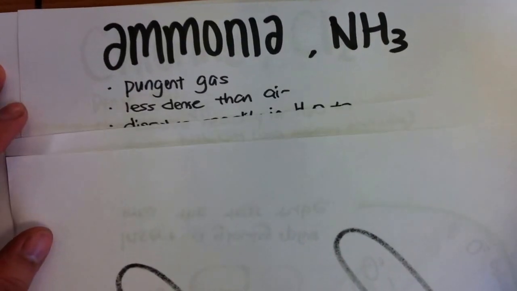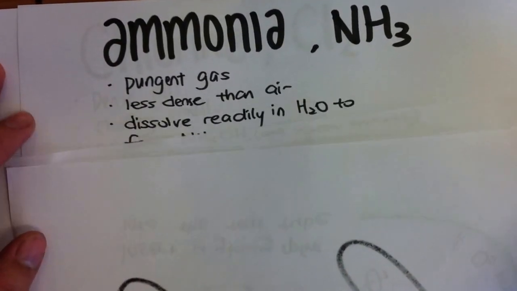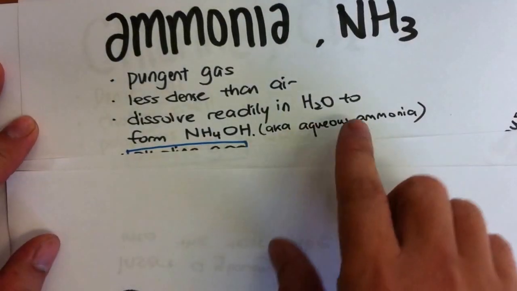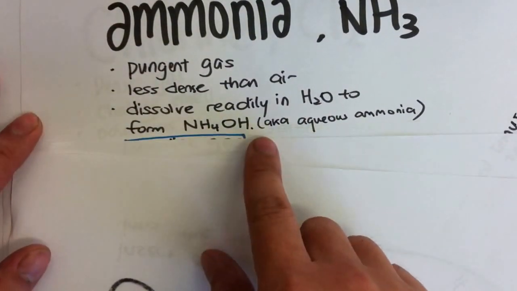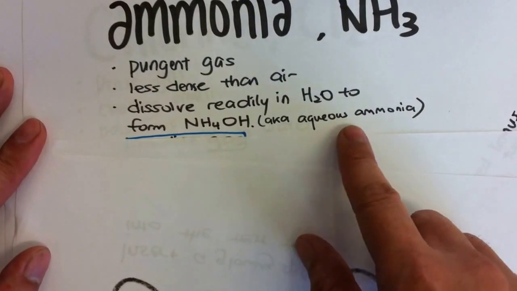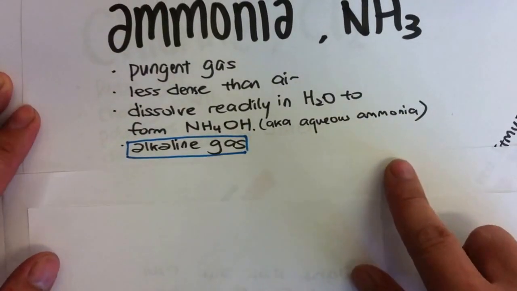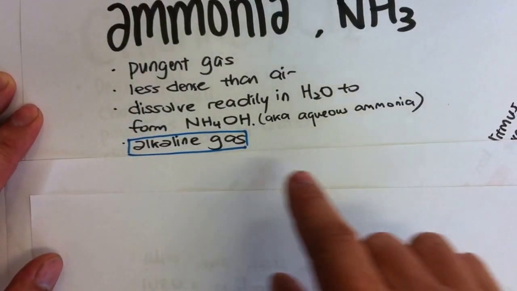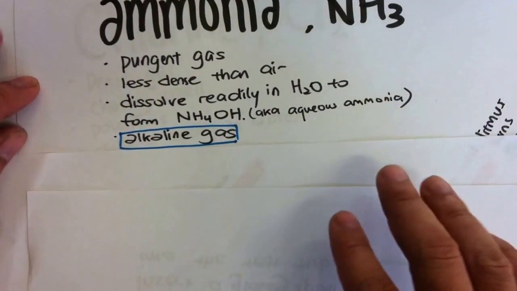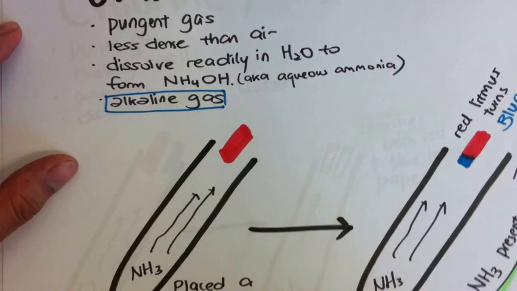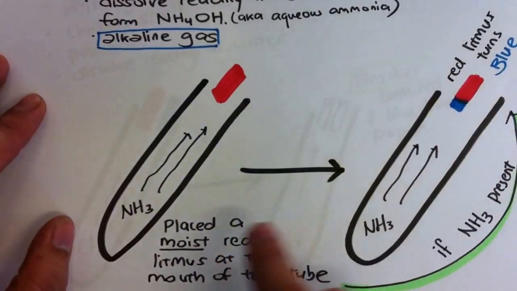Okay, next gas that we are learning is ammonia gas. Ammonia gas is a very distinct gas. It is pungent. It is less dense than air. It dissolves readily in water to form ammonium hydroxide, which is also known as aqueous ammonia. Now, this is an alkaline gas. So this is the only gas that you need to learn that it's an alkaline gas in Sec 4.